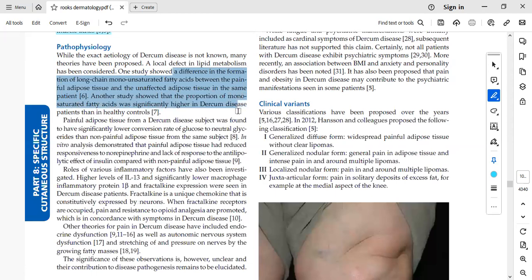And another study showed that the proportion of monounsaturated fatty acid was significantly higher in Dercum disease patients than in the healthy controls. The painful adipose tissue from a Dercum disease subject was found to have a significantly lower conversion rate of glucose to neutral glycerides than non-painful adipose tissue from the same subject. In vitro analysis demonstrated that painful adipose tissue had reduced responsiveness to norepinephrine and lack of response to the anti-lipolytic effect of insulin compared with non-painful adipose tissue.